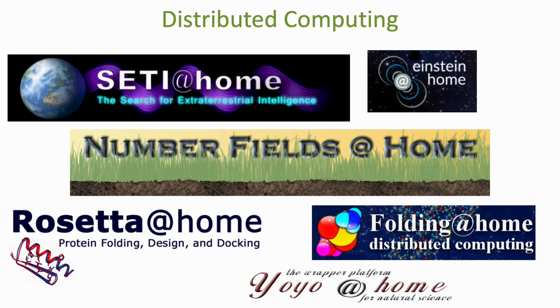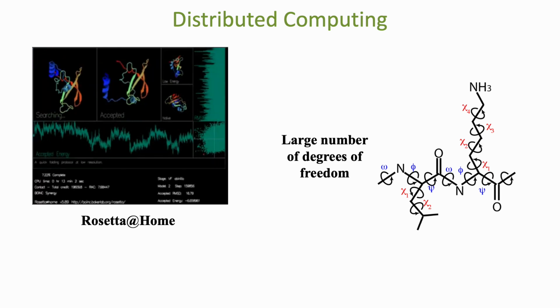So Folding at Home, for example, is a protein folding distributed computing project at Stanford, and the Rosetta algorithm has its own distributed computing project as well, which comes with the Rosetta at Home screensaver, which you can see is magnificent here on the left. And so there are over 1.3 million users of Rosetta at Home.